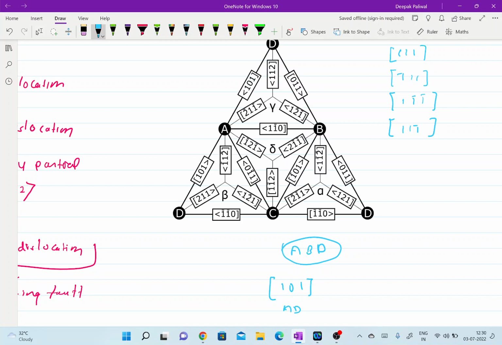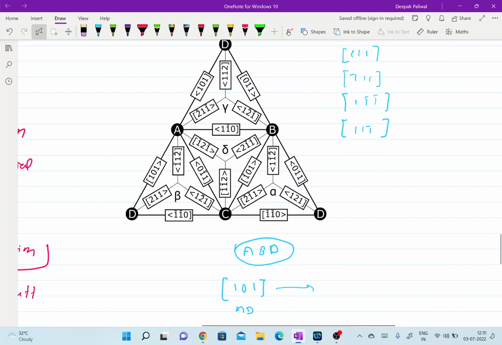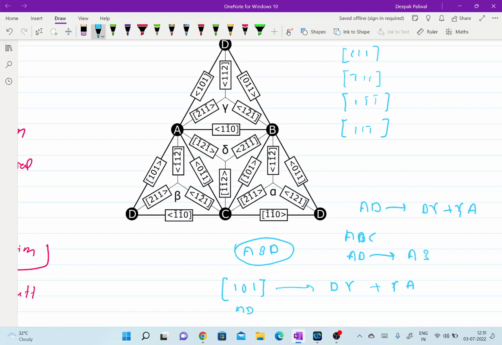So how can this perfect dislocation dissociate on this particular plane? It will dissociate like this, in the form of Dγ plus γA. So AD dissociates into Dγ and γA. For any dislocation, suppose I am taking the ABC plane, ADC plane, how can the AD dislocation dissociate? The AD dislocation can dissociate into Aβ plus βD.